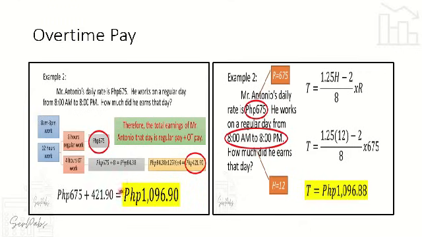1,097. Di ba? Yung ginamitan natin ng analysis, inunti-unti natin ang ating solution, 1,096.90. Nung ginamit natin yung formula given in the book, so that is 1,096.88. Pareho lang din naman yan. Okay? So, although merong point something difference, wala namang problema dun eh.